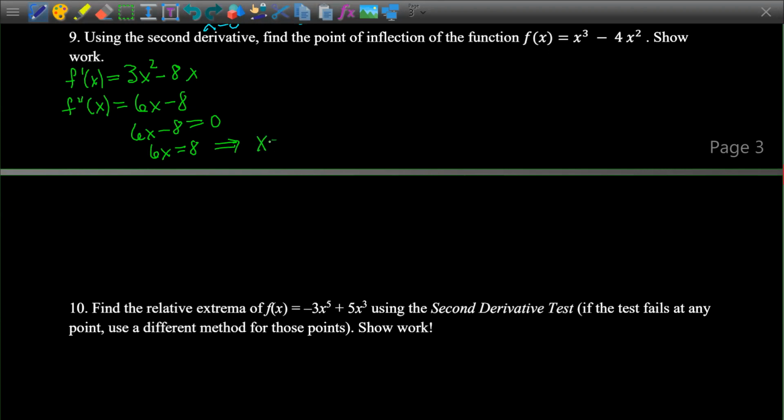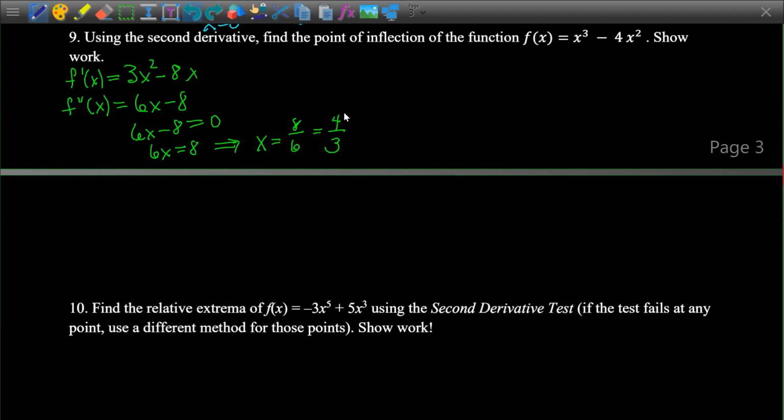So we get x is 8/6 or 4/3. And so this says use the second derivative. What we're going to do now that we have this point is check the concavity. We're going to just look at the concavity on either side of it, and we can get that from f double prime.